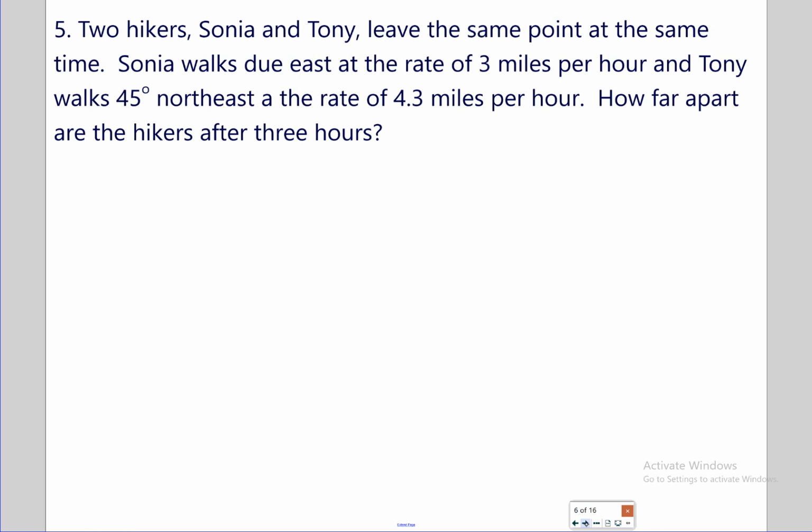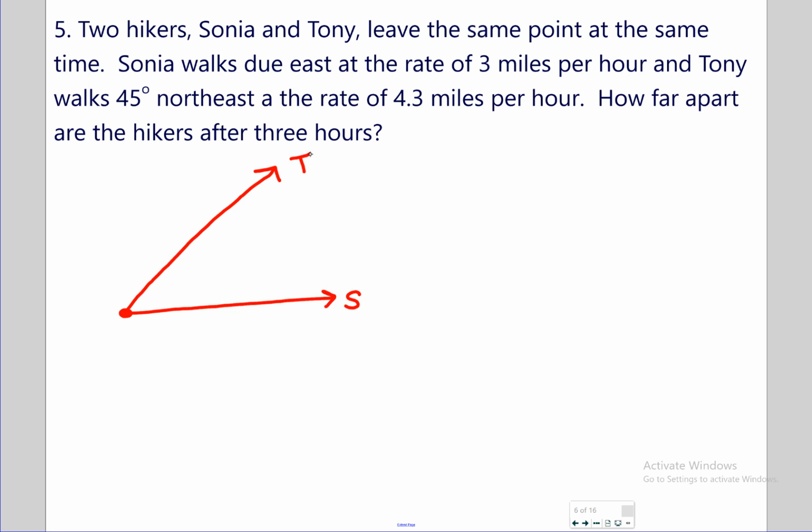So this one says 2 hikers, Sonia and Tony, leave the same point at the same time. Sonia walks east at a rate of 3 miles per hour, and Tony walks 45 degrees northeast at a rate of 4.3 miles per hour. How far apart are the hikers after 3 hours? Okay, so let's just pick an arbitrary starting point. Sonia walks east, which in our picture would be to the right. Okay, so we'll put a little S for Sonia's path. And then Tony walks northeast, that direction.